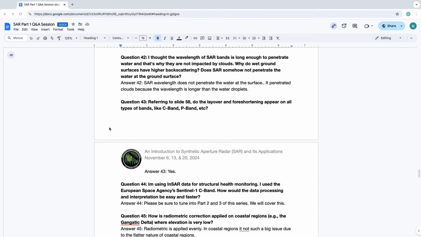Question 42, I thought the wavelength of the SAR bands is long enough to penetrate water, and that's why they're not impacted by clouds. Why do wet ground surfaces have higher backscattering? Does the SAR somehow not penetrate the water at the ground surface? So the SAR wavelength does not penetrate water. Okay.